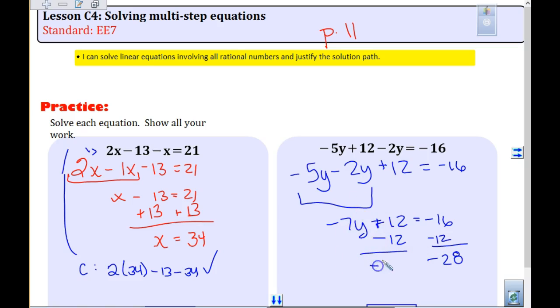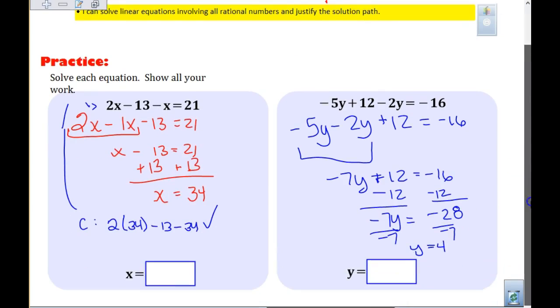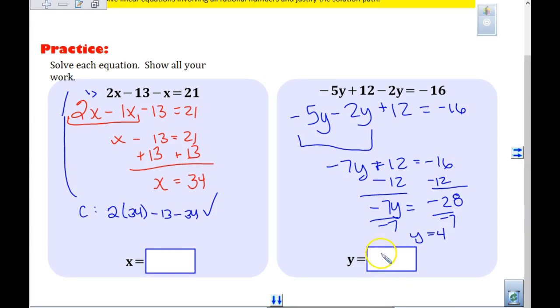So I have negative 7y is equal to negative 28. What are you doing? Divide by negative 7. And y is equal to, in this case, 4. So again, if I get y equals 4, I am now doing my check. What does that check look like? Let's do the check right above the problem, right? For our check.